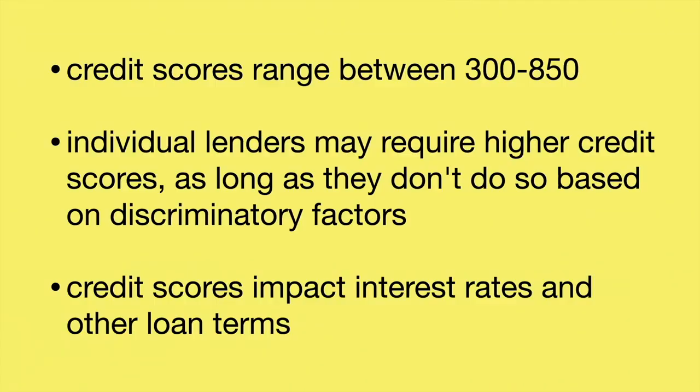Credit scoring. Underwriters will review borrower credit scores to ensure they fall within the ranges outlined for a given loan product. Credit scores range between 300 and 850. A higher score represents a more creditworthy consumer, and lower score represents more risk for the lender. Lender requirements vary and depend on whether the borrower is seeking a conventional, FHA, or VA loan. Individual lenders may require higher credit scores than the stated minimum scores, as long as they don't do so based on any discriminatory factor. Credit scores impact interest rates and other loan terms.